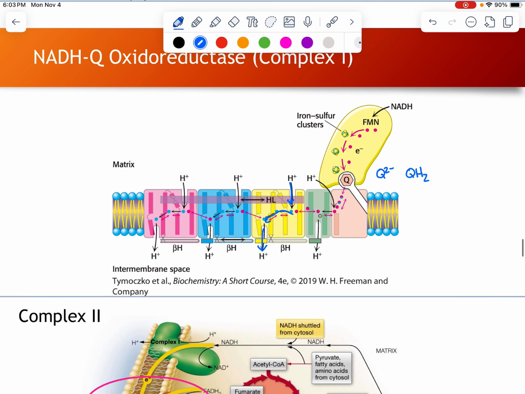All right, the QH2 will carry on down to complex 3. So we'll take a look at that again in just a minute and see where it goes.